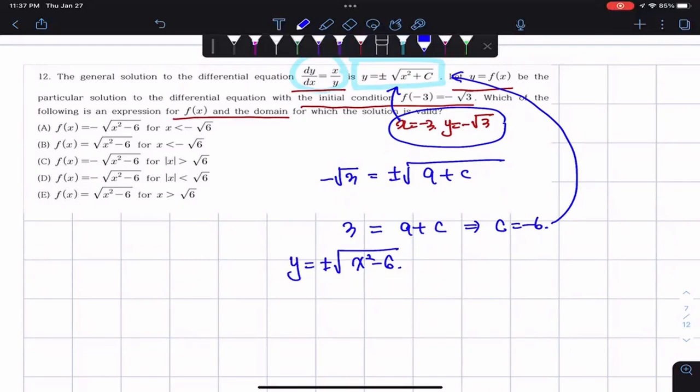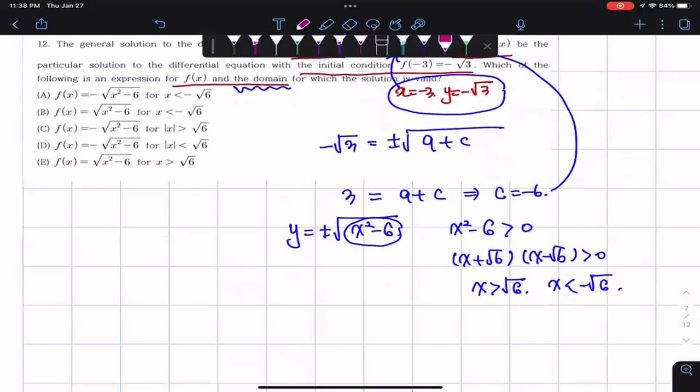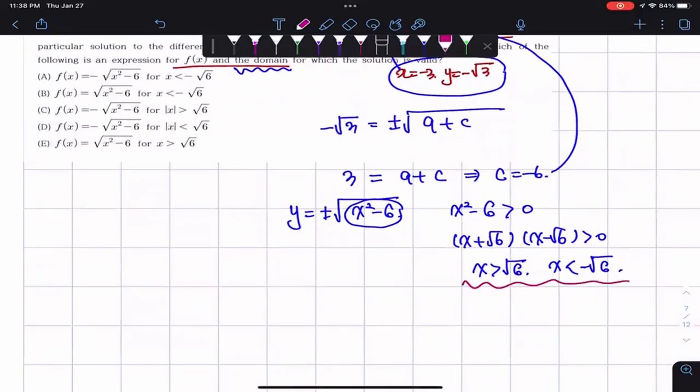In this graph, we should find the domain. In the square root function, we just handle the positive part inside of the square root. So x squared minus 6 is more than 0. Then, by the factoring method, x is more than the square root of 6, or x is less than minus the square root of 6. Considering this domain, I can draw this graph like this.